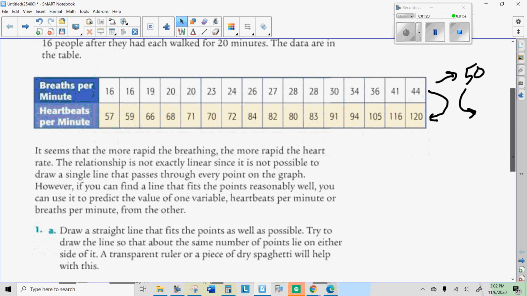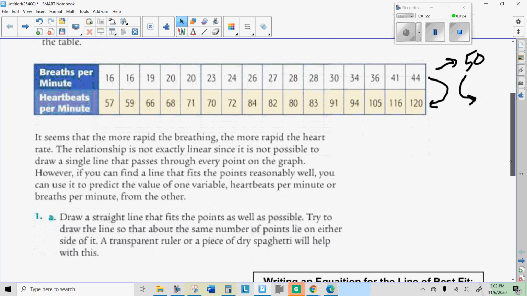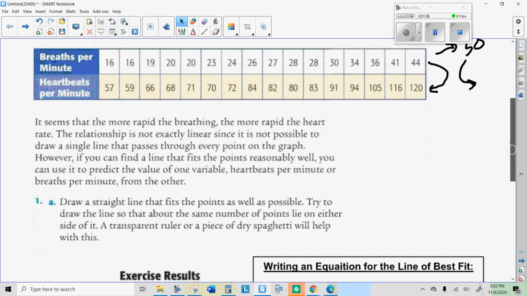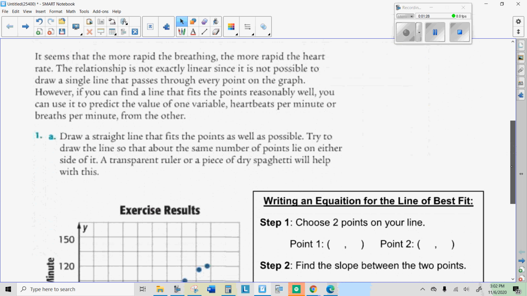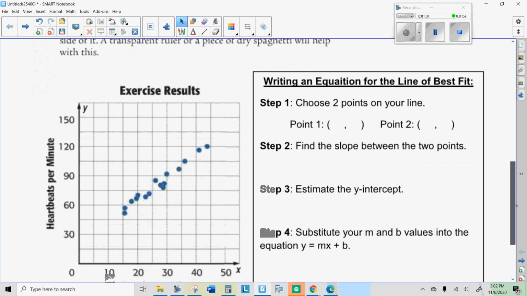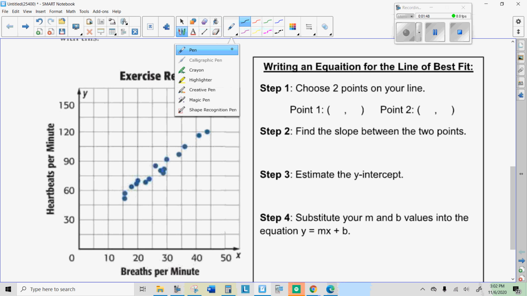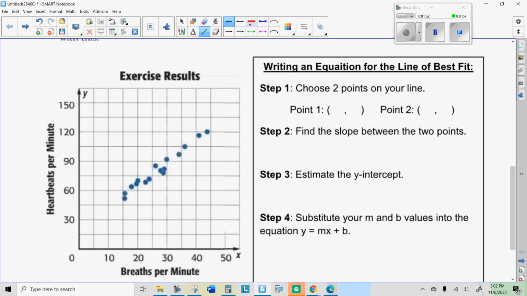So the first thing we're going to do is graph all of these points, and I'm not going to make you do that. I did that for you. Here it is, the exercise results. One thing you should notice right away is that the exercise results show a linear pattern, that they kind of all line up in a straight line. And when that happens, we will be able to make a prediction.